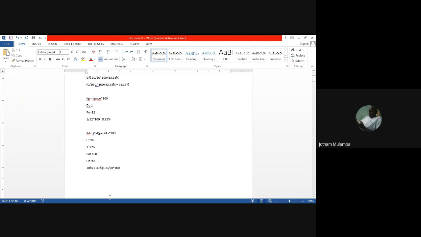Now, look at it this way. 10% is a percentile, 1 is a whole number, 30 is a percentile, and in that case, we need to convert these numbers into the same format. So I would recommend we convert them into decimal. To convert them into decimal, 10% will be equivalent to 0.1.